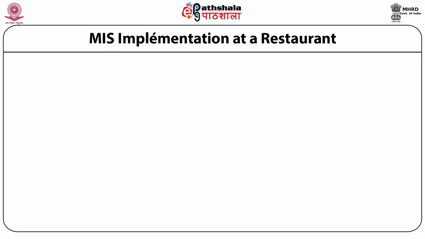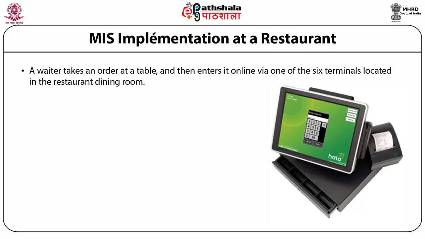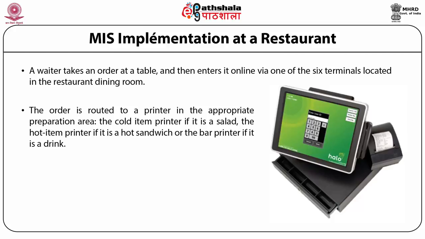Let's take another example of management information system implementation at a restaurant. A waiter takes an order at a table and then enters it online via one of the six terminals located in the restaurant dining room. The order is routed to a printer in the appropriate preparation area. The cold item is printed if it is a salad, the hot item printed if it is a hot sandwich, or the bar printer if it is a drink.